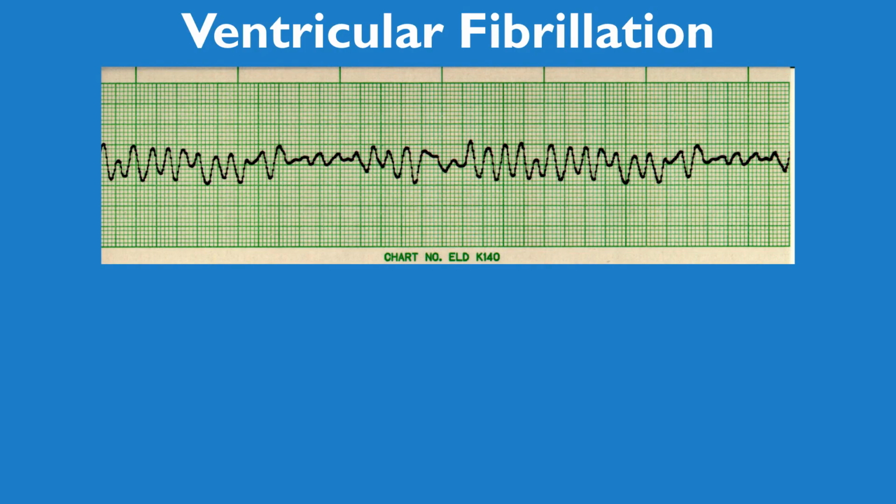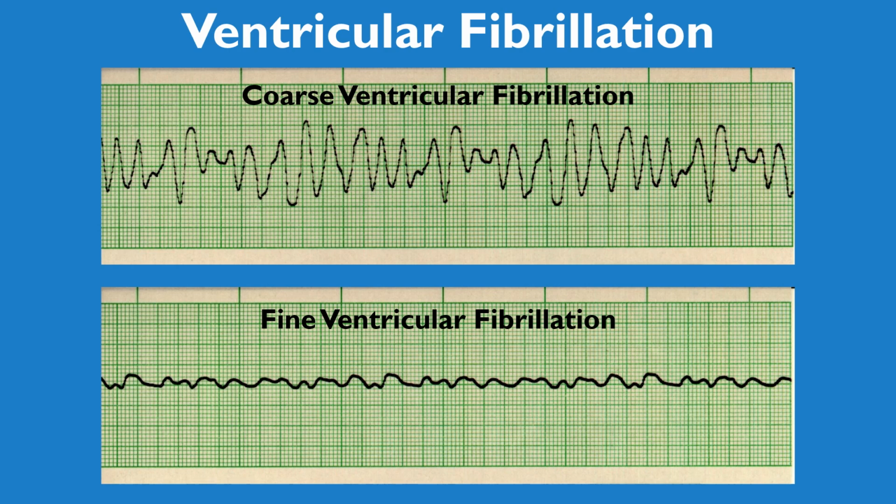Ventricular fibrillation is typically identified due to its chaotic and unorganized electrical activity. And there's not going to be any discernible waveforms just because of all of the chaos that's occurring in the electrical ventricular conduction system. It's typically broken down into a category of being coarse or fine.